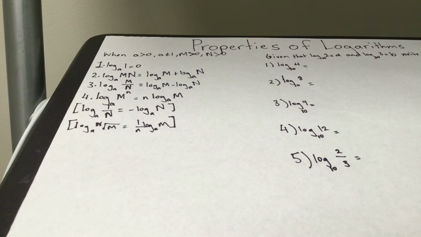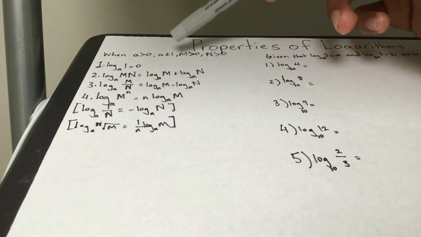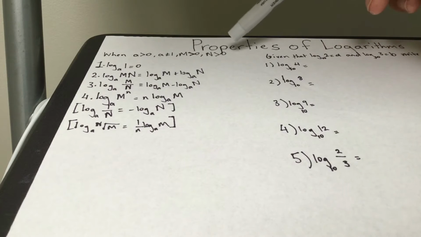Hi everyone, today we're learning about properties of logarithms. As you see, I've put up 6 rules that we need to know. The first thing we need to know is that a is greater than 0, a does not equal 1, and m has to be greater than 0, and n has to be greater than 0. Then our solutions will be true.